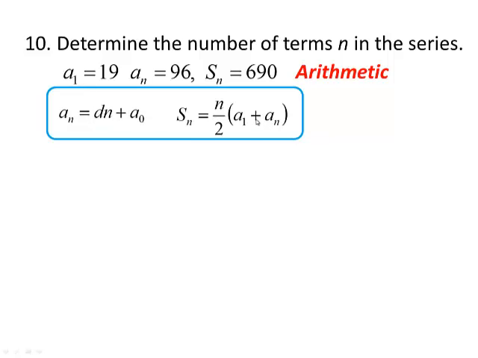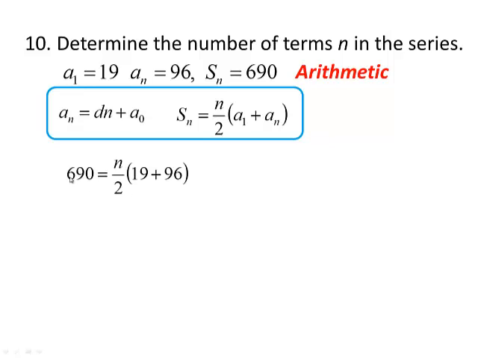So in fact, it looks like I have everything in here. I have s sub n, which is 690, and then I have the first term, and I have the nth term, and I can find n, so I don't even need this formula. I have everything I need right here.